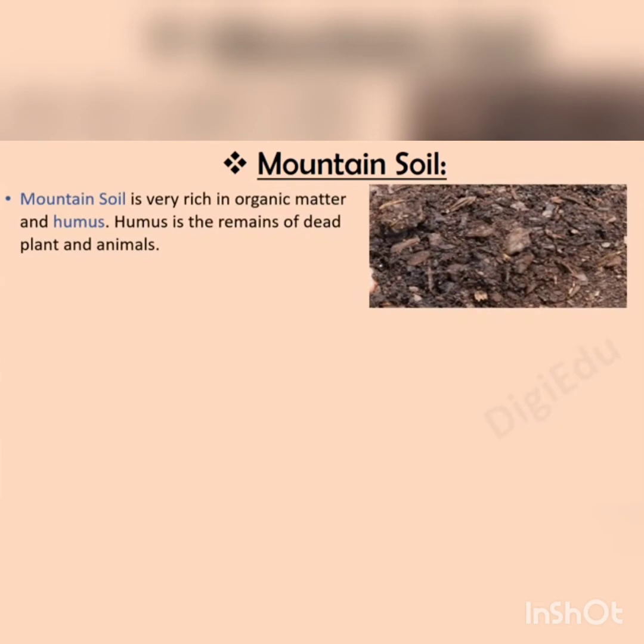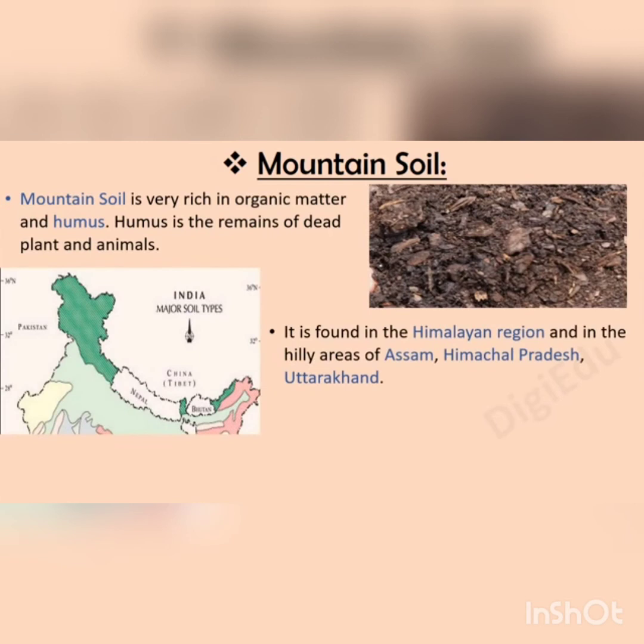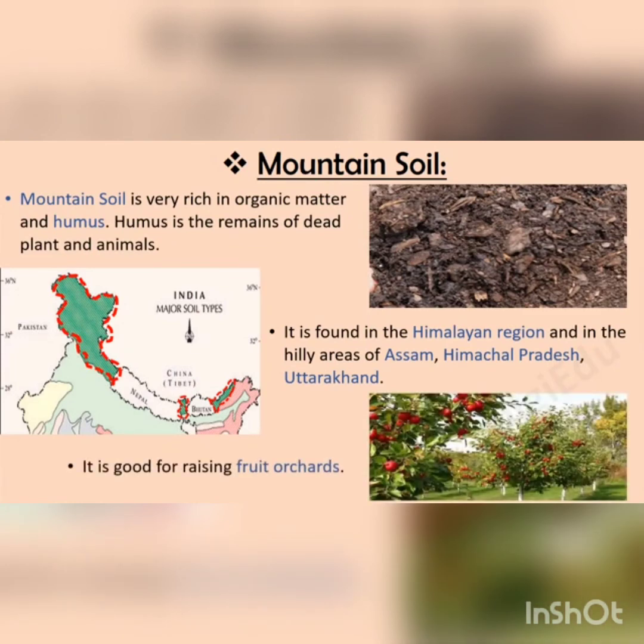Next comes the mountain soil, which is also a very important soil. Mountain soil is very rich in organic matter and humus. Humus is the remains of dead plants and animals. It is found in the Himalayan region and in the hilly areas of Assam, Himachal Pradesh, and Uttarakhand. It is also good for raising fruit orchards.